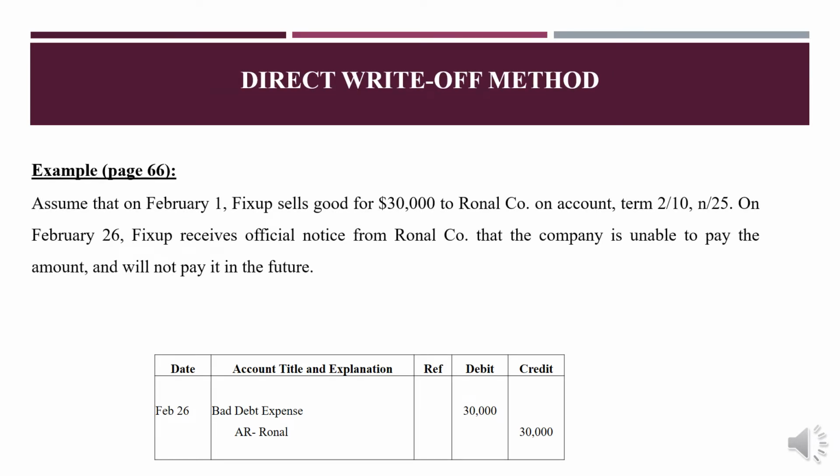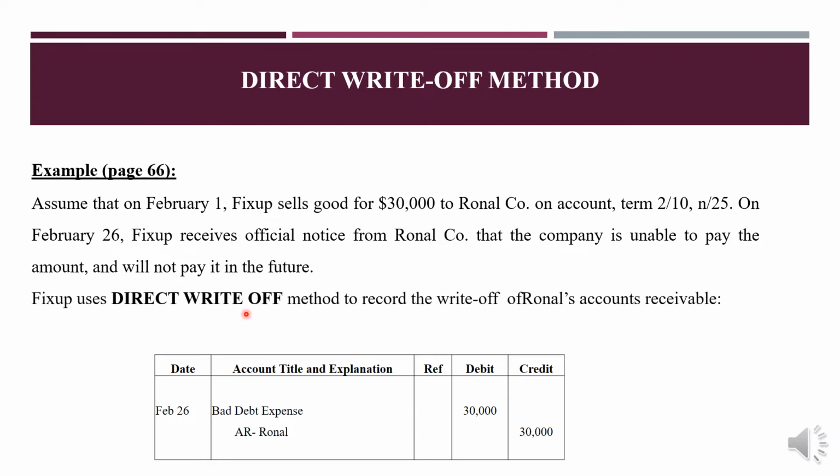There's an example on page 66 regarding the direct write-off method. Assume that on February 1, Fix Up sells goods for $30,000 to Ronald Company on account, terms 2/10, n/25. On February 26, Fix Up receives official notice from Ronald that the company is unable to pay the amount and will not pay it in the future. That's why the company needs to write off the accounts receivable that will not be collected. Here, Fix Up uses the direct write-off method to record the write-off of Ronald's accounts receivable.